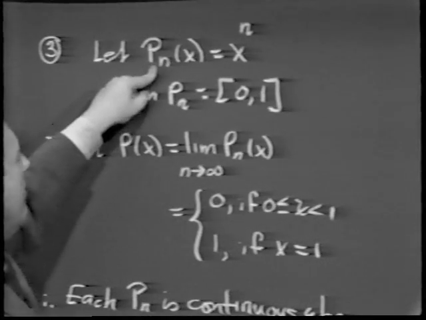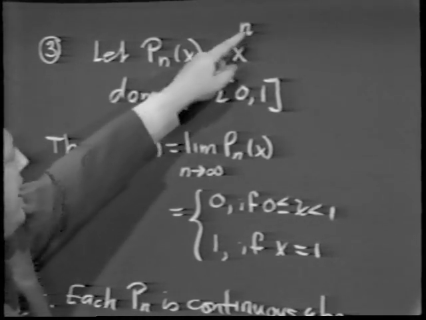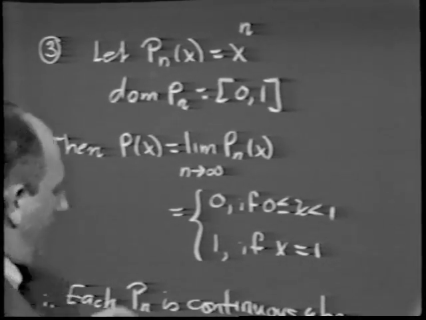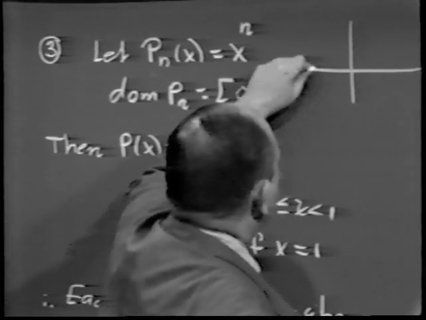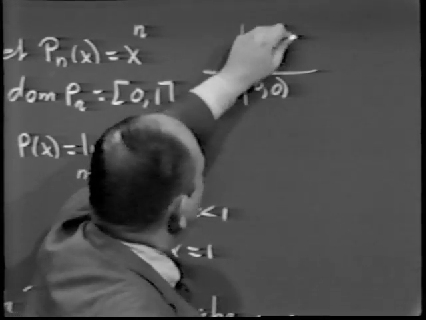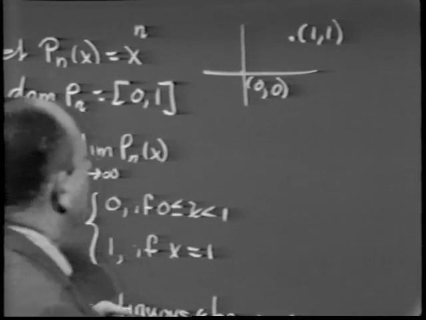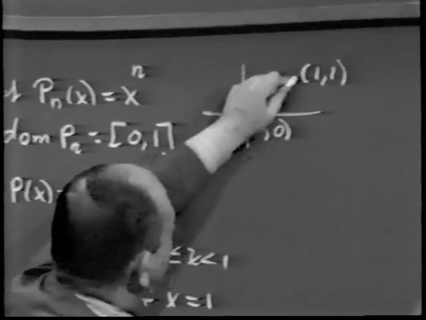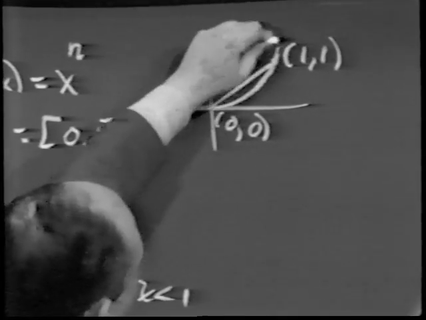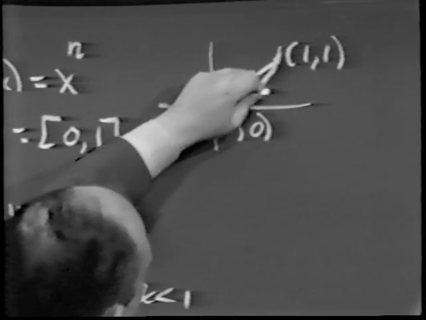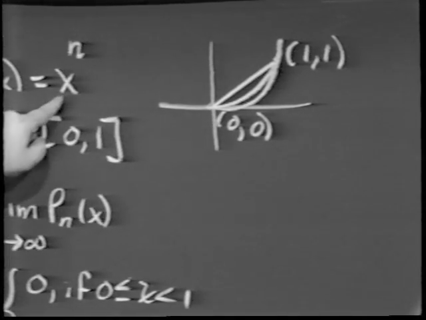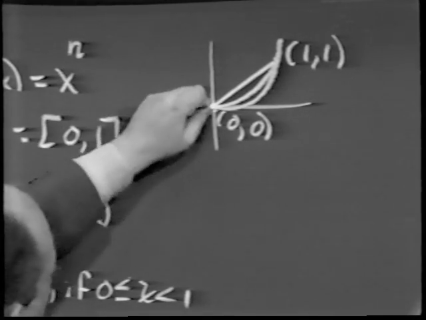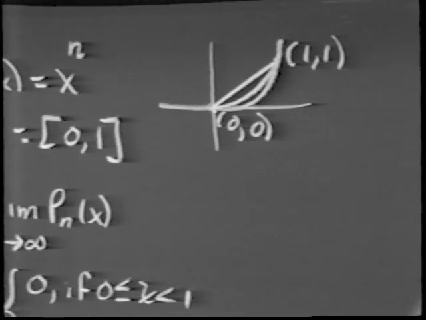Let's define a sequence of polynomials, p sub n of x, to be x to the n, where the domain of p sub n is the interval from 0 to 1. What that means is something like this. See, here's 0, 0. And I hope this reminds you of a homework problem that we had very early in the course, but that's irrelevant, whether it does or not. P1 of x would look like this. P2 of x would look like this. P3 of x would look like this. In other words, all of these curves pass through 0, 0, and 1, 1. But as n increases, the degree of contact here gets better.